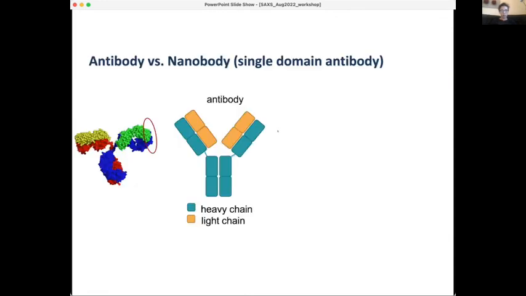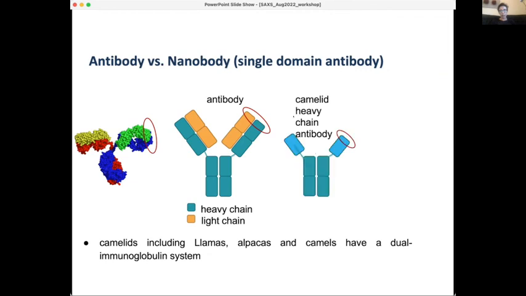And I will finish with nanobodies. Nanobodies are basically single domain antibodies. If this is an antibody with light and heavy chain, nanobodies only have heavy chains, and if we only use this variable domain of the heavy chain, it has the same properties because this is responsible for binding, so it can be used as a binder.